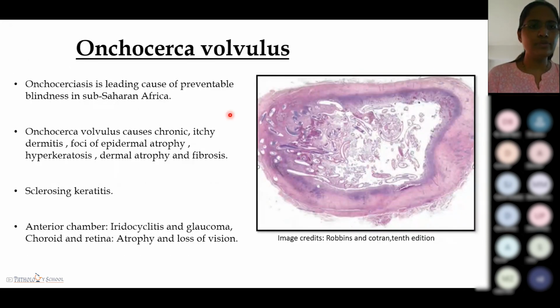So next is Onchocerca volvulus. It is the leading cause of preventable blindness in sub-Saharan Africa, and it causes chronic itchy dermatitis, foci of epidermal atrophy, hyperkeratosis, dermal atrophy, and fibrosis. It also causes sclerosing keratitis, and in the anterior chamber it causes iridocyclitis and glaucoma, and when it affects the choroid and retina it causes atrophy and loss of vision. Here we can see the various forms of the Onchocerca volvulus, and these are surrounded by a thick fibrous capsule.